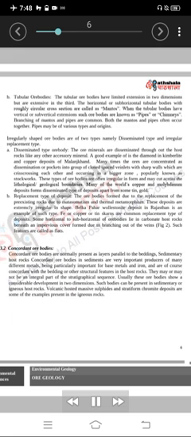B. Tubular ore bodies. The tubular ore bodies have limited extension in 2 dimensions but are extensive in the 3rd. The horizontal or subhorizontal tubular bodies with roughly circular cross-section are called mantos. When the tubular bodies have vertical or subvertical extensions, such ore bodies are known as pipes or chimneys. Branching of mantos and pipes is common. Both the mantos and pipes often occur together. Pipes may be of various types and origins.